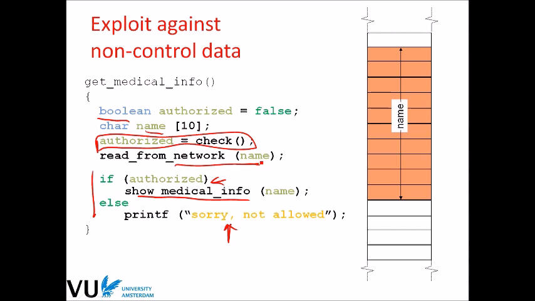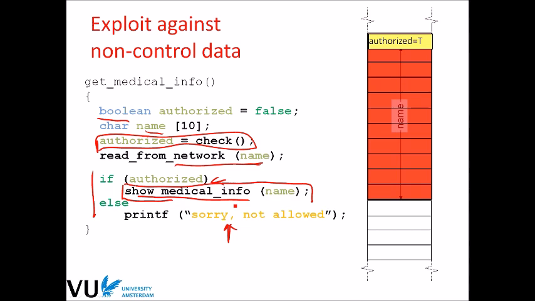So if we're reading from the network into the name buffer and there's no proper bounds checking, it means we can overflow the name buffer, and overwrite the authorization variable that is over there and set it to true. In C, anything that is not 0 will be interpreted as true. So as long as we change that authorized value to 1 or some other value, the authorization is now set to true. And that means we will pass this test and get to see the sensitive medical information.